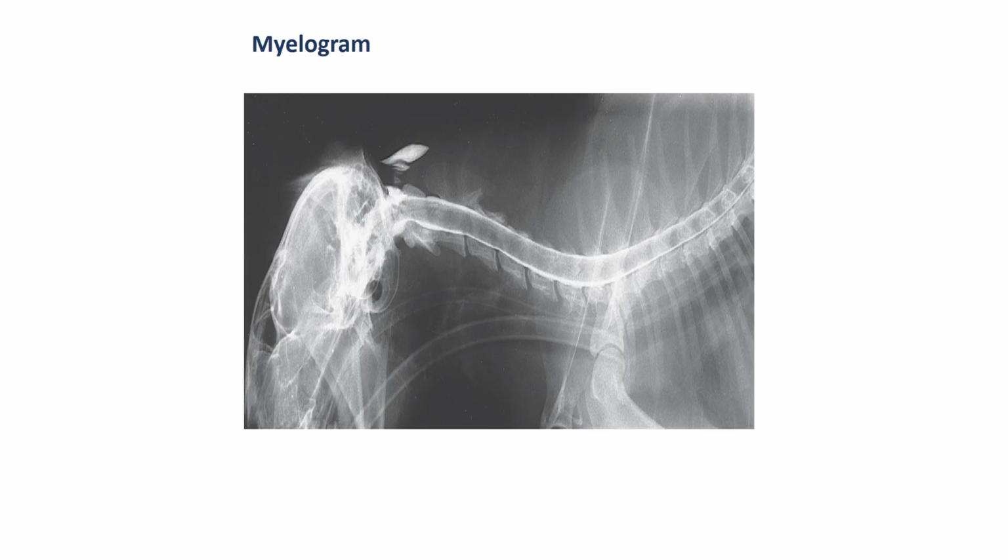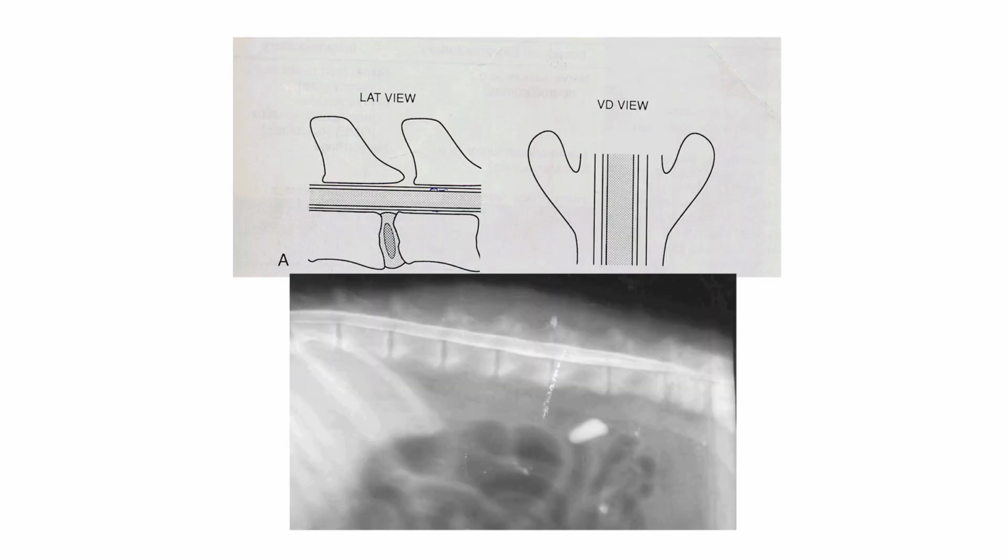So this is a cervical myelogram. The contrast agent is just injected at the atlanto-occipital joint in the foramen magnum. Here you can clearly appreciate the boundary of the cervical as well as the thoracic spinal cord. This is a normal myelogram of a dog.